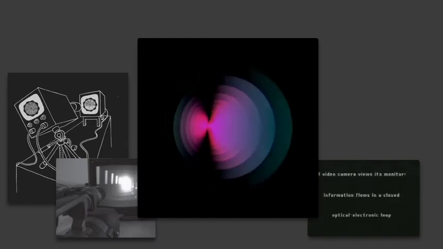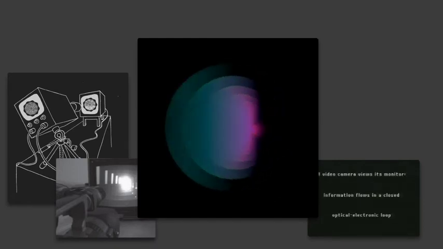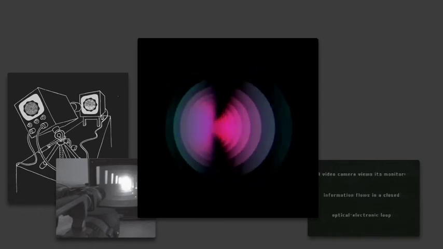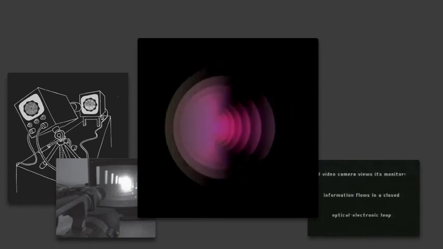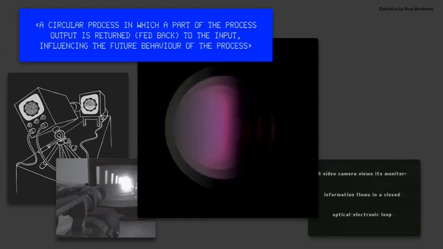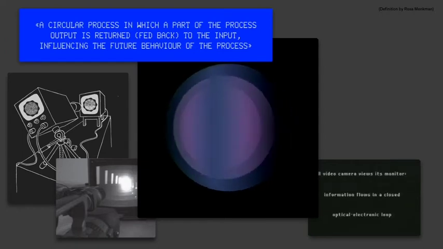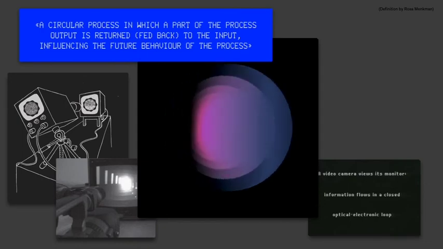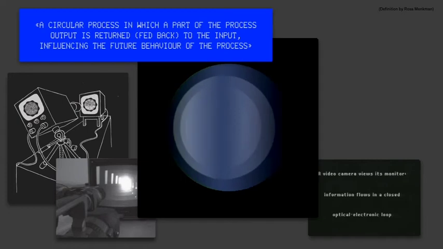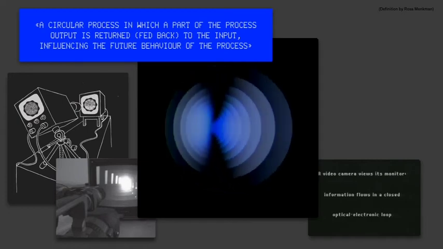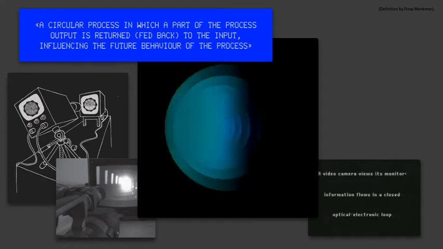This one in the center was one of my first attempts at achieving that kind of effect with code. And I like this definition: a circular process in which a part of the process output is returned to the input, influencing the future behavior of the process. It's by Rosa Menkman, artist and researcher.